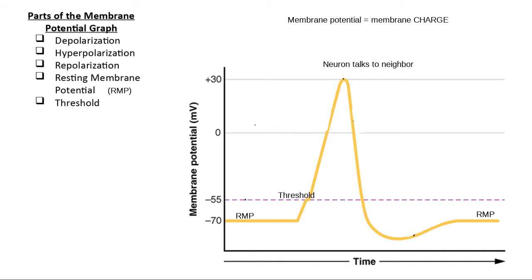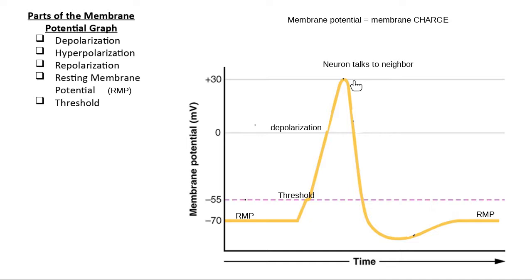This part of the graph where my membrane charge is going up, or getting higher, is called depolarization. Depolarization is going away from my normal polarity, which is -70. So I depolarize my membrane all the way up to +30, which is the charge that I can talk to my neighbor at.